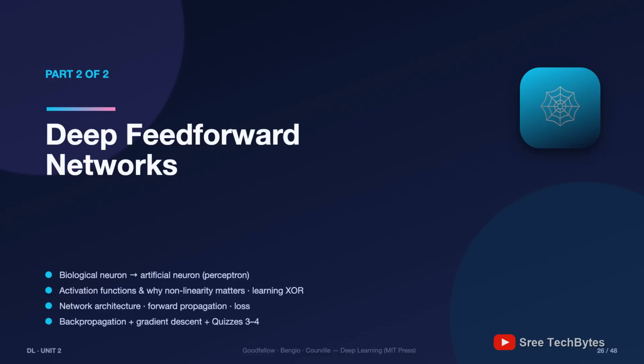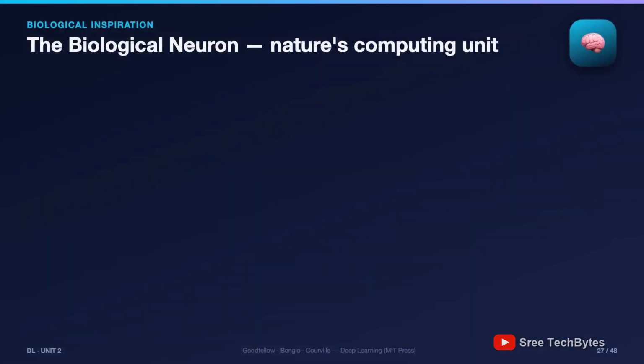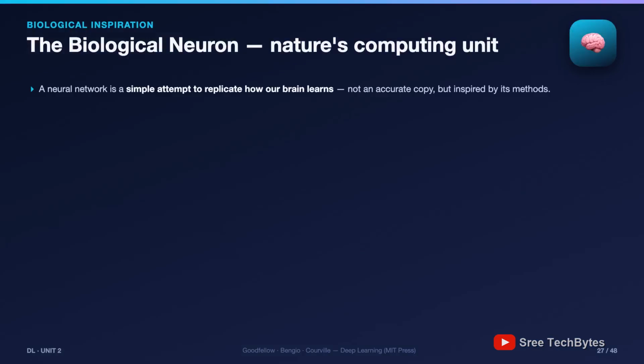Then the grand finale, the complete training loop. Forward propagation, loss, back propagation, gradient descent. By the end, the phrase "training a neural network" will be something you can explain, step by step, to anyone. Let's meet a neuron. Every neural network begins with an idea borrowed from biology.